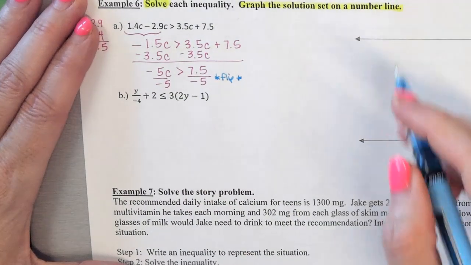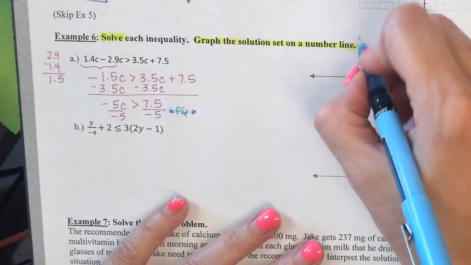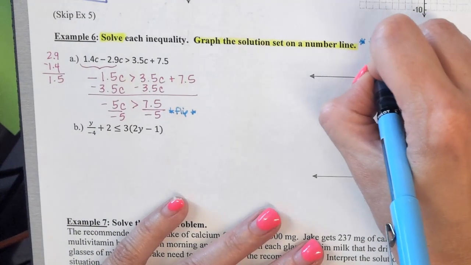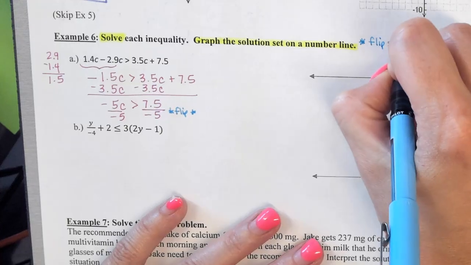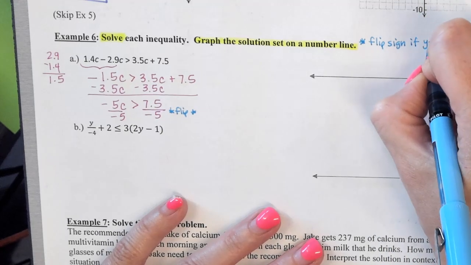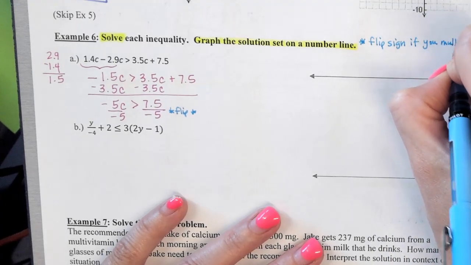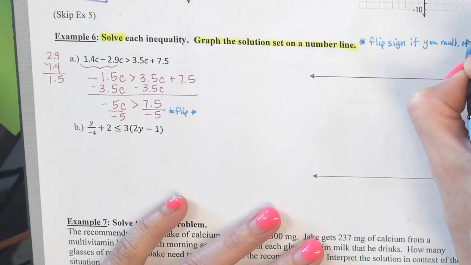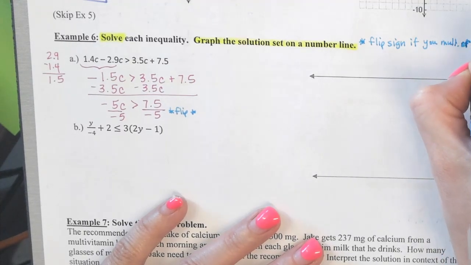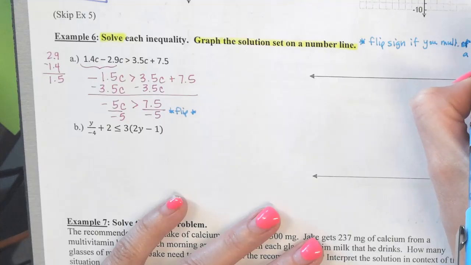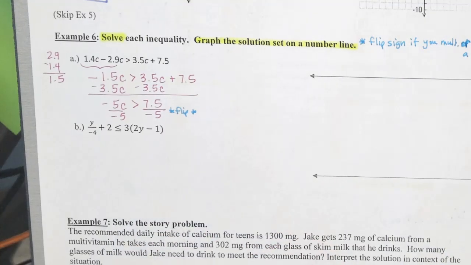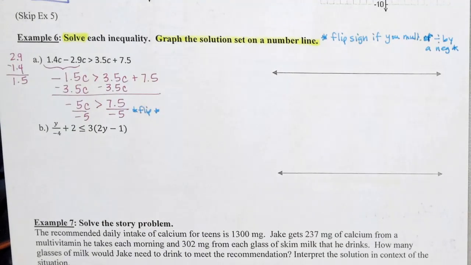I'm going to write just a little note here. Flip sign if you multiply or divide by a negative. And I like having that reminder on there because if I forget something, it's generally something small like that. And so reading that reminder helps me.